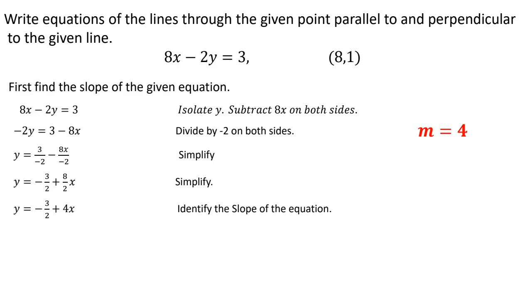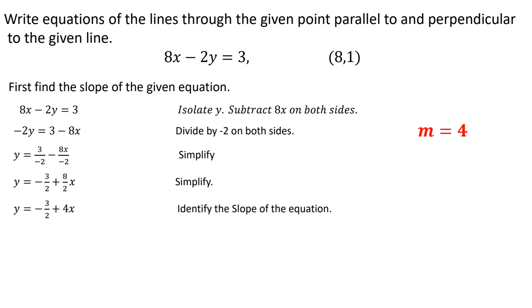So what I'll do first is I'm going to find the slope of this given equation that they gave me. And to do that, I'm just going to convert it from general form to its slope-intercept form. And that means solving for y. So when I get 8x minus 2y equals 3, and I solve for y on this one, I get y is equal to negative 3 halves plus 4x.